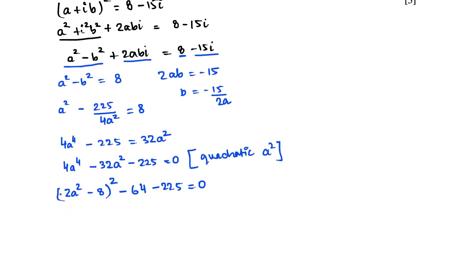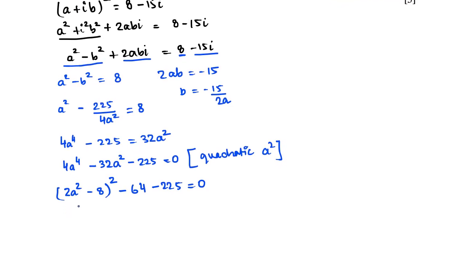Now the next step is I can write this as (2a square minus 8) whole square equals 289, which is further 2a square minus 8 equals square root of 289, which would be plus and minus. So I am solving this part over here.